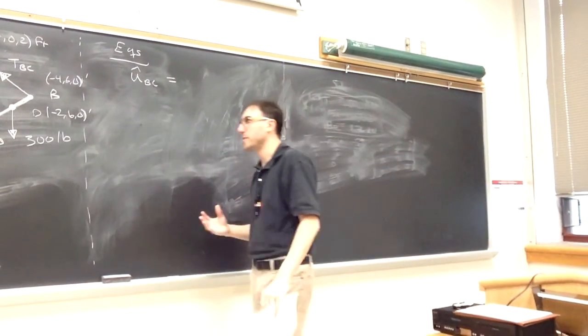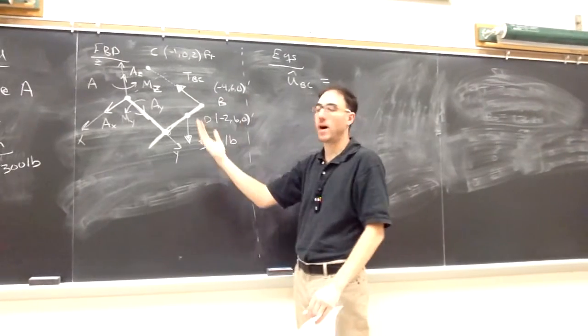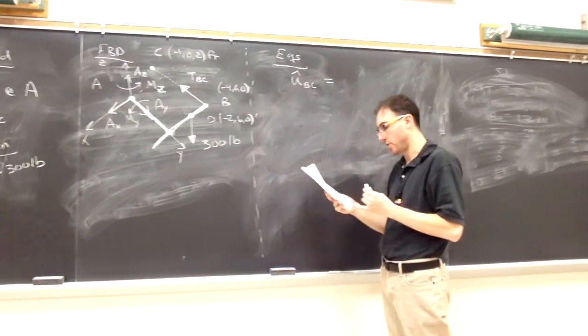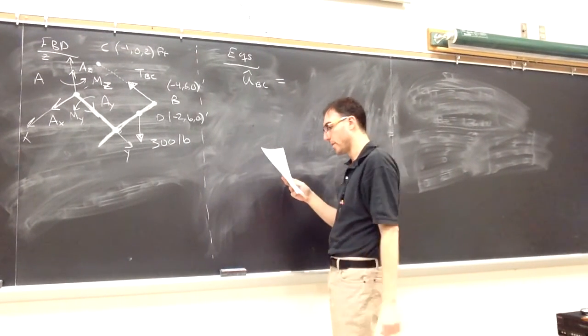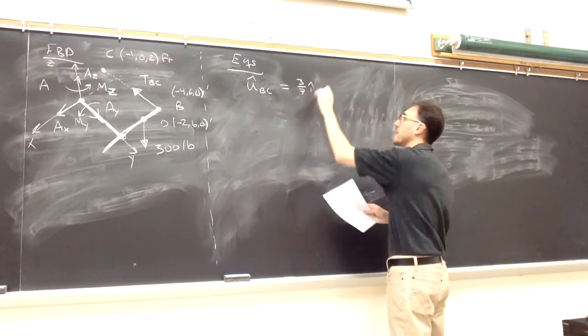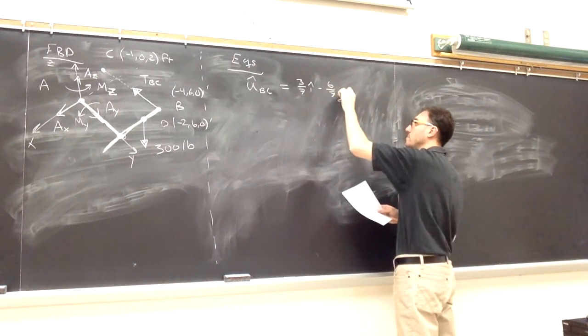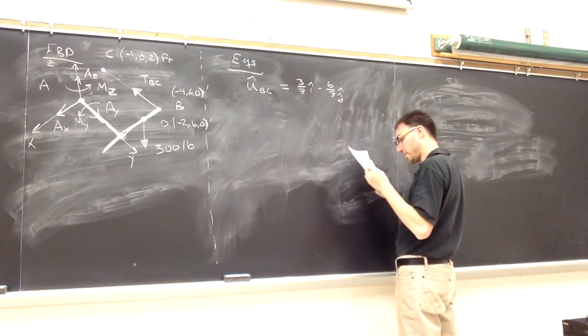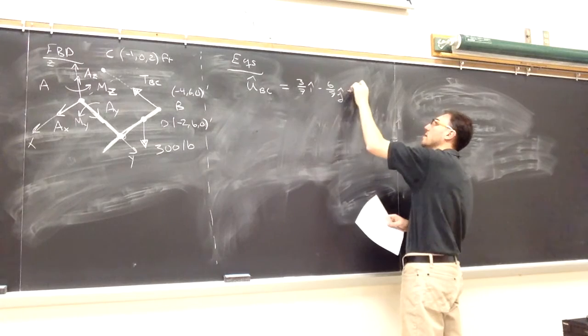I won't go through all the steps, but we do C minus B divided by its magnitude, and we get that U hat BC is going to be 3/7 i minus 6/7 j plus 2/7 k.